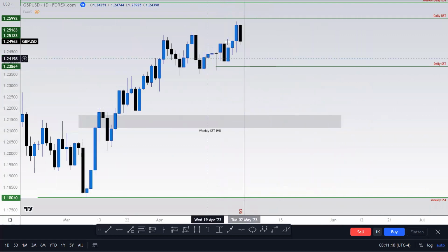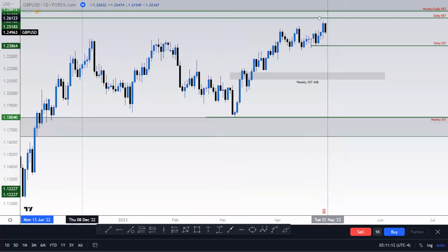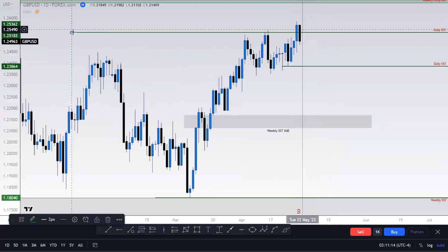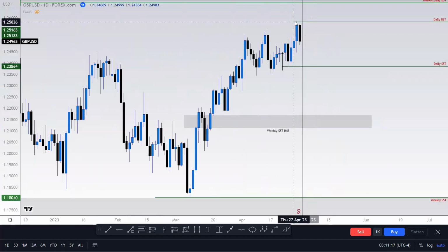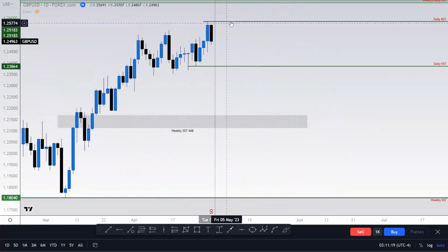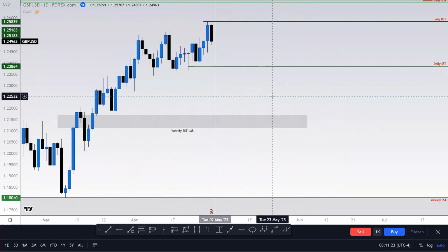So going into Tuesday, I'm just going to adjust those daily levels. We can see that the next draw on daily buy side liquidity is going to be the swing high right here. And the next draw on daily sell side is the swing low down here.